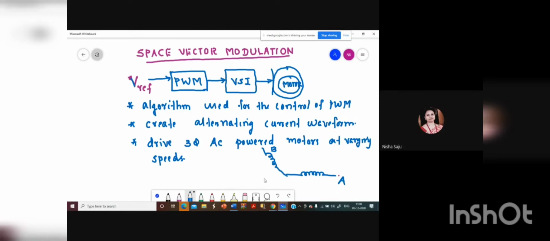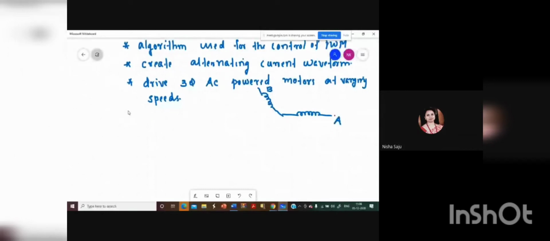All the phases will be displaced at an angle of 120 degrees. So we will see this will be displaced at an angle of 120 degrees. So you will have this one, and this is your C. This one will be displaced at an angle of 120, and here this will also be displaced at an angle of 120.